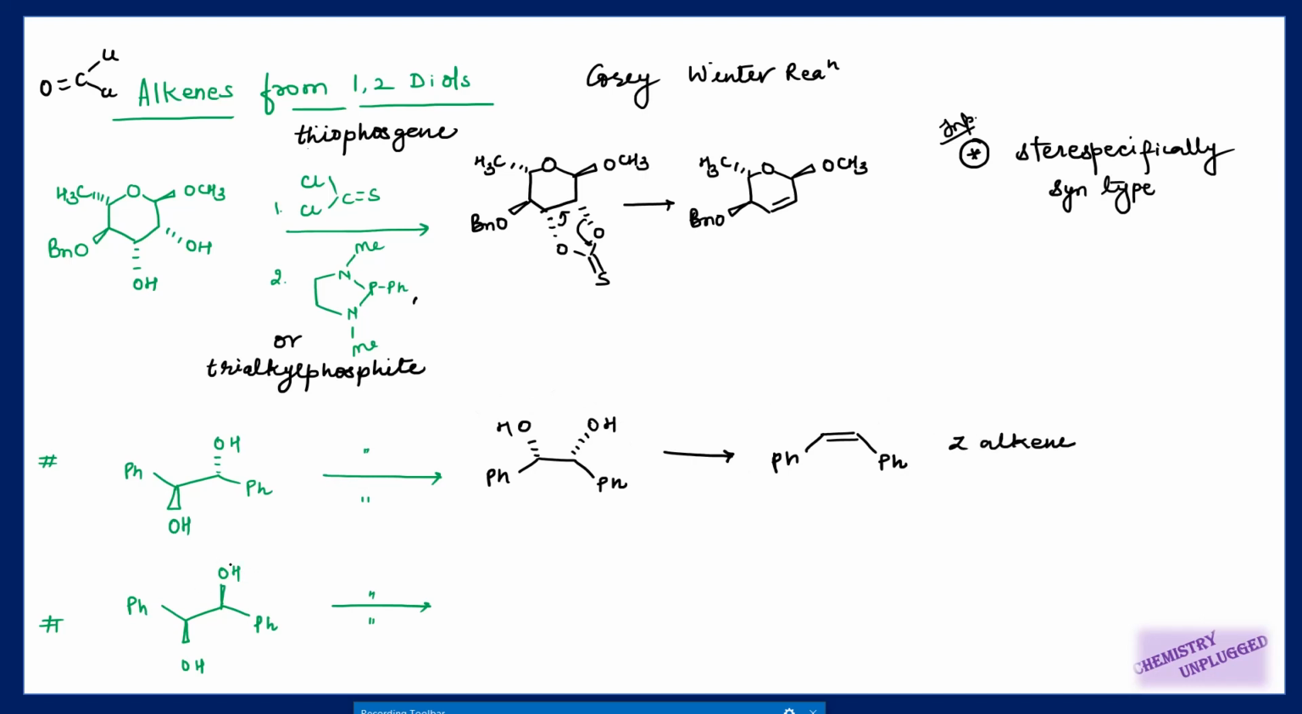Next, in the next case, we have two OHs on the same side, right? So we don't have to rotate any carbon, they are on the same side, so syn removal is possible. So in that case we will get E alkene.